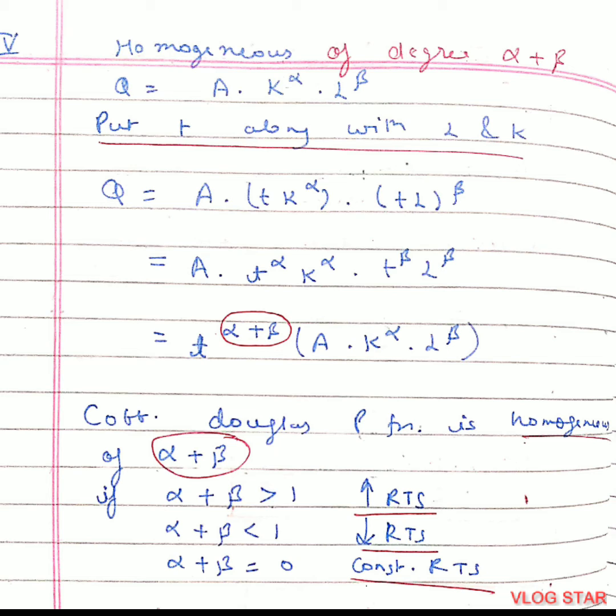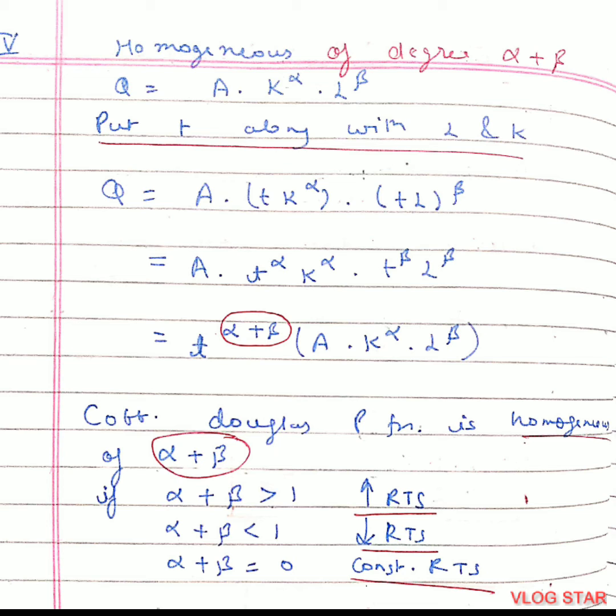So now can we write T to the power alpha plus beta and the remaining thing in bracket, that is A K to the power alpha L to the power beta. So now we get to know that the Cobb-Douglas production function is homogeneous of degree alpha plus beta. If alpha plus beta is greater than 1, it is increasing returns to scale.